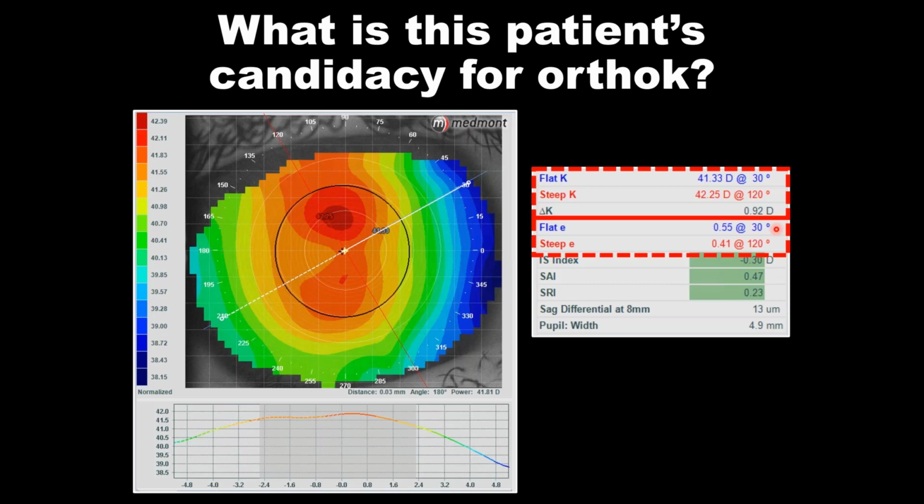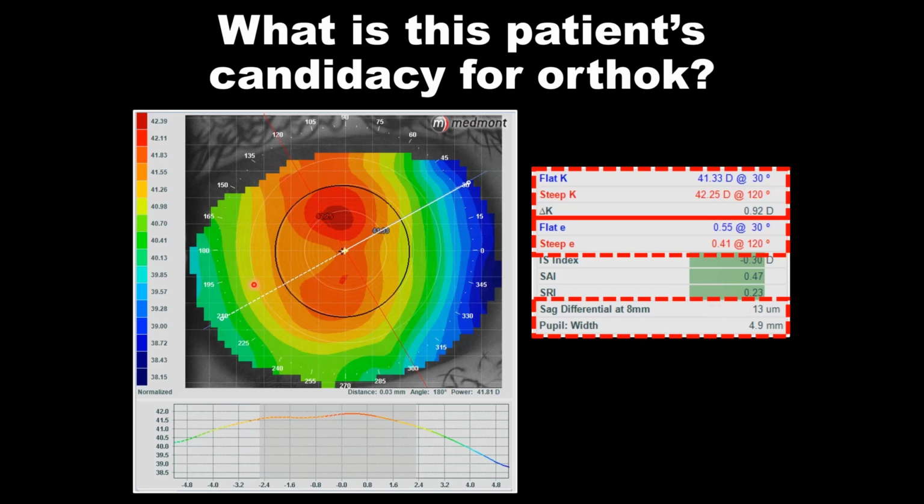Again, if this were a -8 myope and we were hoping to squeeze out 8 diopters of flattening across the central cornea, I might be a little concerned that the E value was on the low side. If it were on the higher side, then maybe I'd feel a little more confident. So both the radius and the E value are telling us that we might have a little bit of a challenge. Now let's go down to the sagittal depth differential.